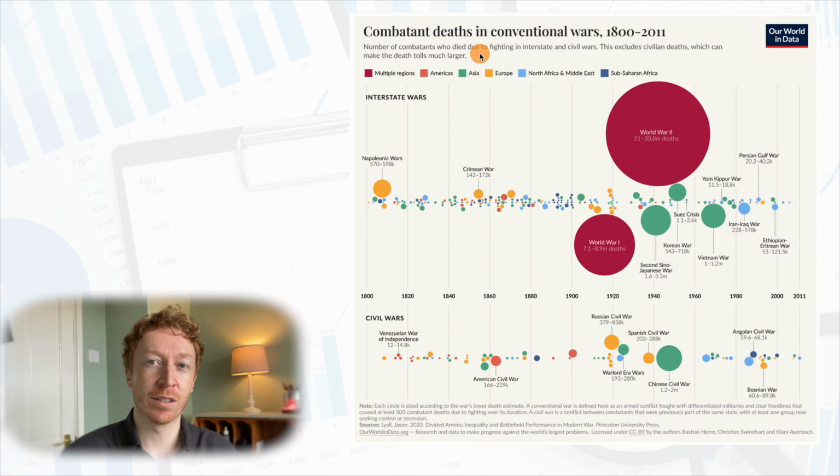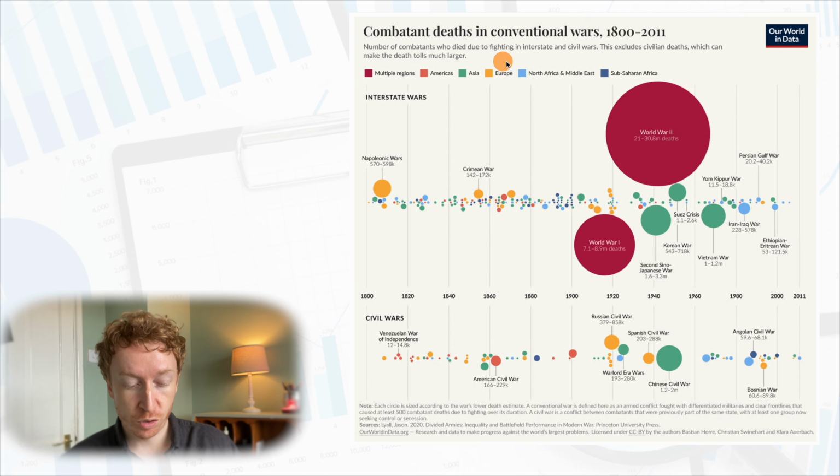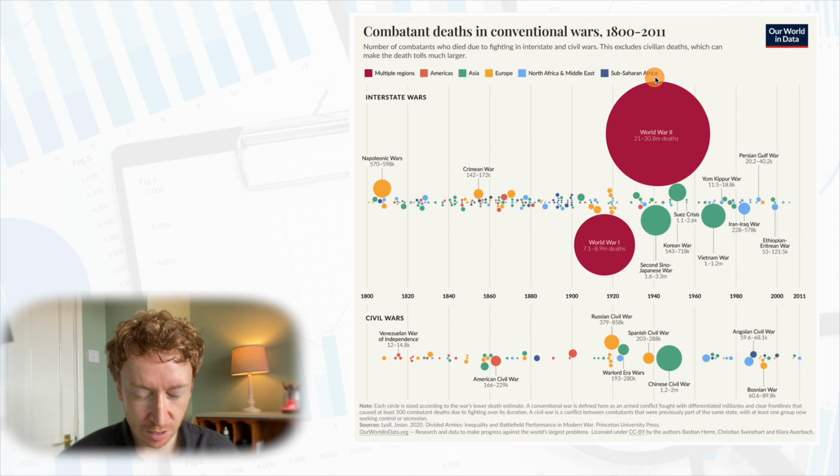And the subheading of the graph says, the number of combatants who died due to fighting in interstate and civil wars. This includes civilian deaths, which can make the death tolls much larger. So it's not only the soldiers or the combatants, the people fighting in the wars, which are recorded here. It's also civilians who died in these wars. Let's take a look at this chart here.